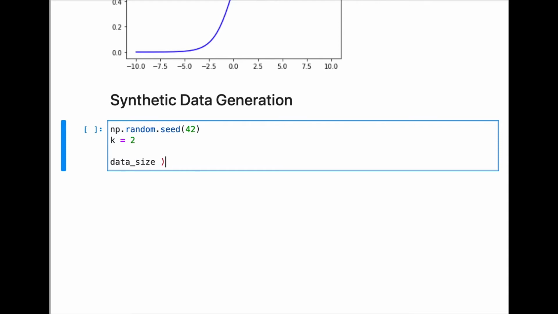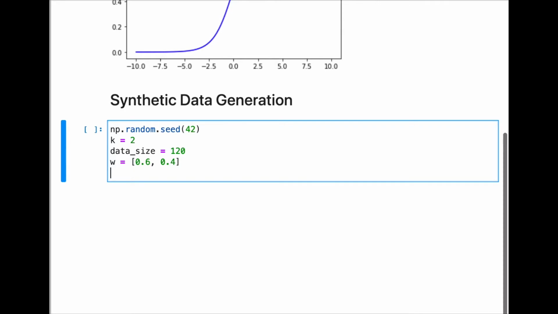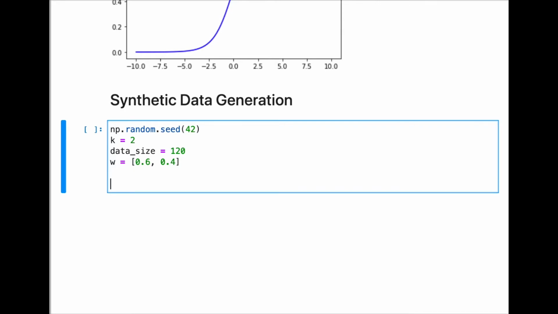And let's say that the data size is going to be, I don't know, 120 points. This is the total number of points. And let's define the weights of the Gaussians. So we're going to use 0.6 and 0.4 for the second Gaussian. And let's define the Gaussian parameters.